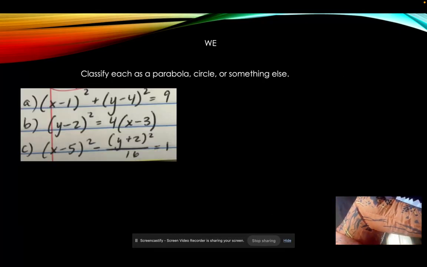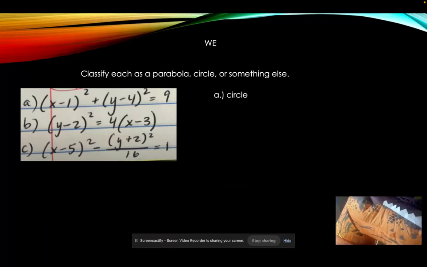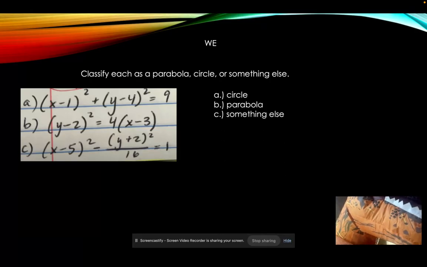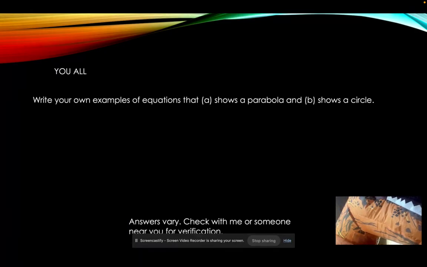All right, so let's give these a try. Is it a circle, parabola, or something else? Go ahead and pause it, see if you can get it. First one, circle. Second one, a y squared, but not an x squared. That's a parabola. And the last one, there is an x squared and a y squared, but the signs are different. That's something else.